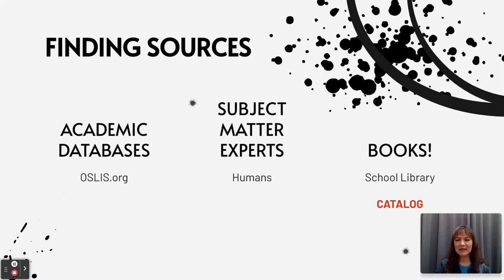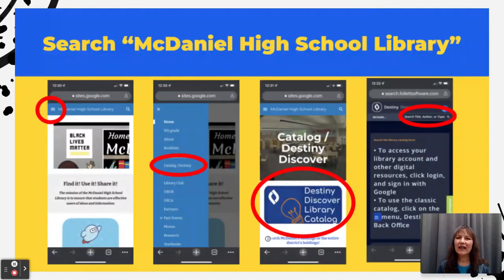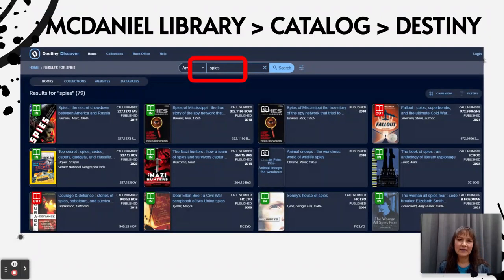And how I'm going to find them is by using the catalog. This is how you access the catalog from your phone, but I accessed the catalog from my computer. So these are the steps. First, I found the McDaniel High School Library by Googling, and then I clicked on Catalog and Destiny. And as you can see, there's a search field right on top, and I typed in spies just to see where I would get. So I found this book called Spies, The Secret Showdown Between America and Russia.